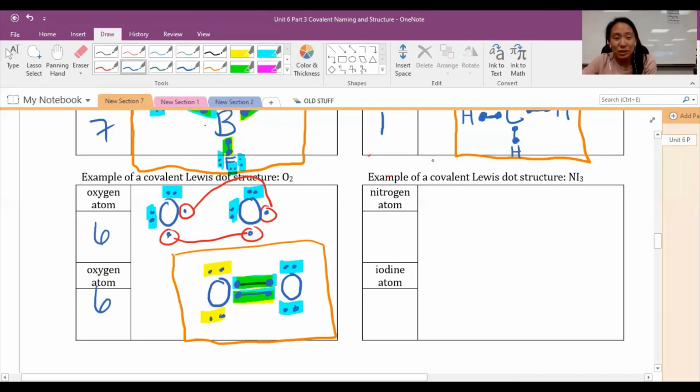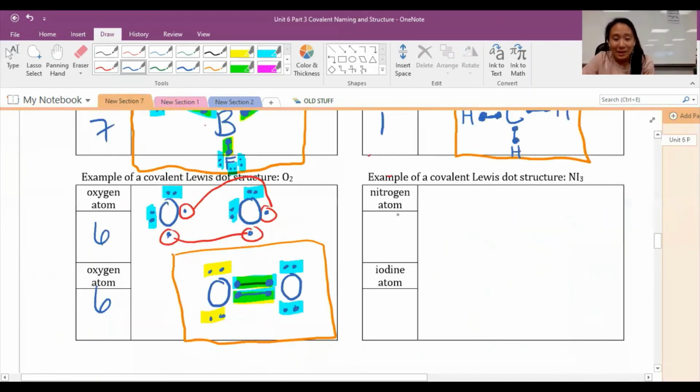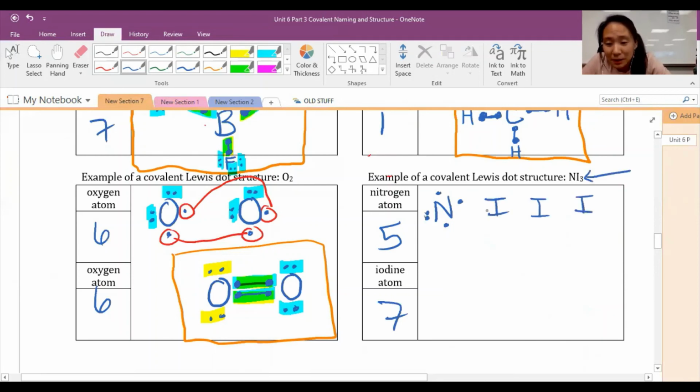Our last example is nitrogen and iodine. Nitrogen has 5, iodine has 7. Woo, that's a lot of dots. All right, here we go. This is 5 and this is 7. 1 on each side before I double up, that's 5. If you look at the name here, it tells you I need 3 of these I's, and I need 7 dots. 1, 2, 3, 4, 5, 6, 7. 1, 2, 3, 4, 5, 6, 7. 1 on each side before you double up.